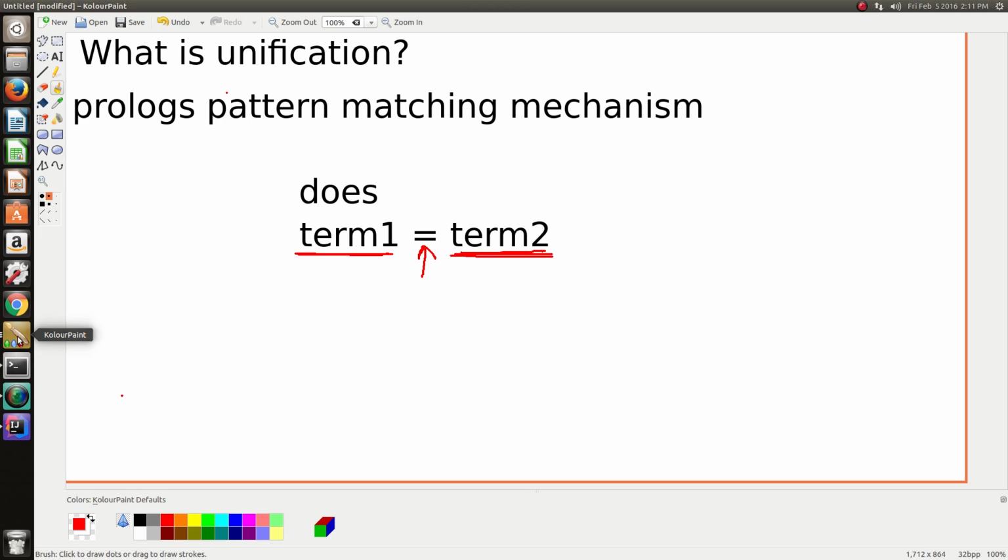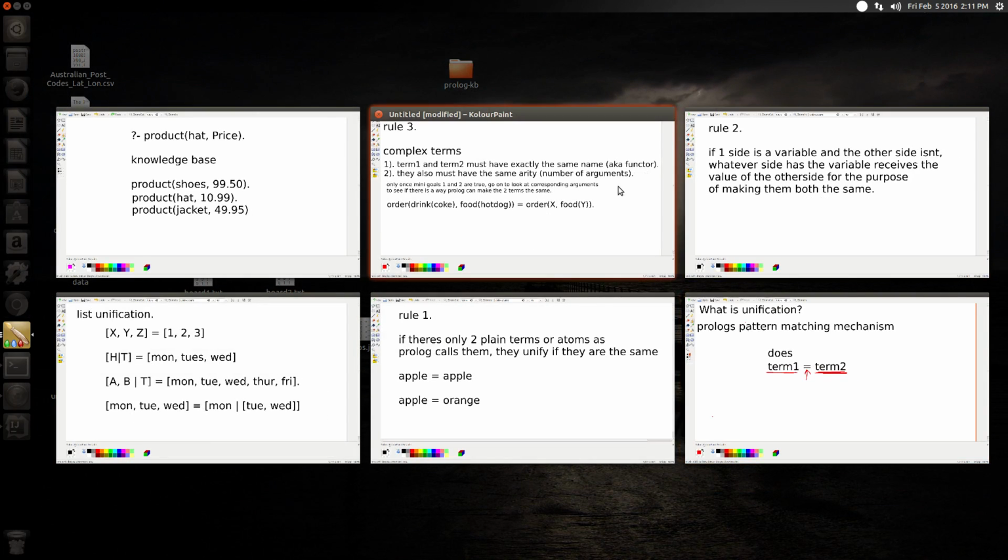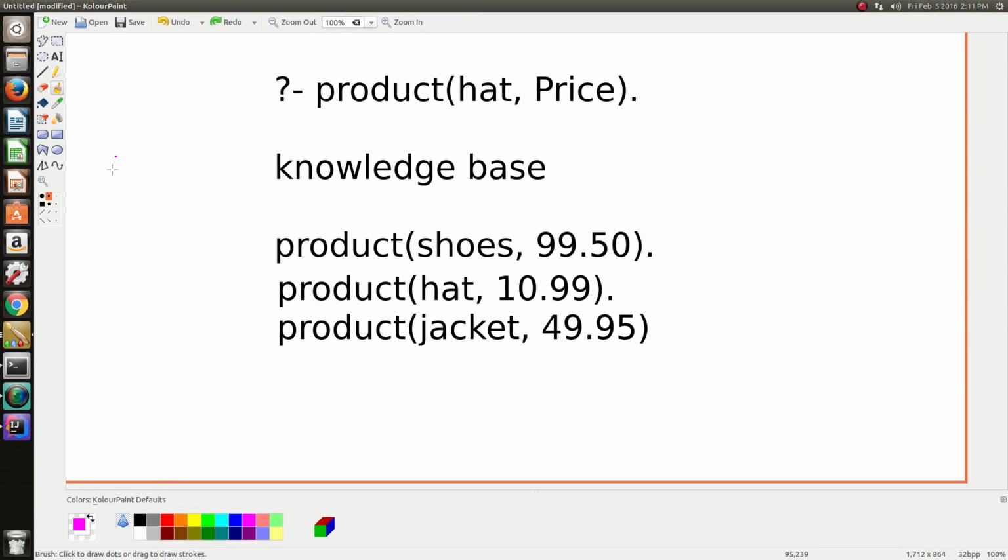But why do we actually need unification? I've got a basic example here that will hopefully give you a bit more background info. So I've got a query here. We want to find the price of a hat. So Prolog starts at the top of the knowledge base and scans line by line until it finds something that matches with the query. So it will come down here, look at the first arguments and see if they are the same thing. Hat and shoes aren't the same, so it will skip this and say, I'm not happy, this doesn't unify with this one, so I'll keep looking for something else that does.